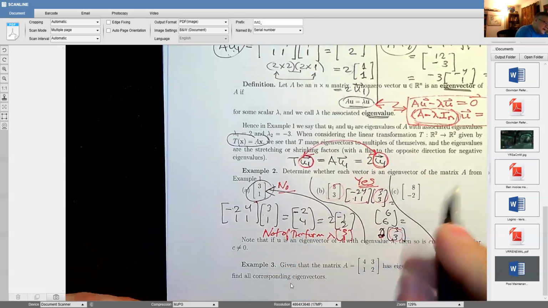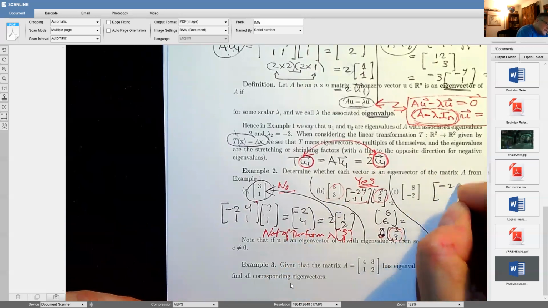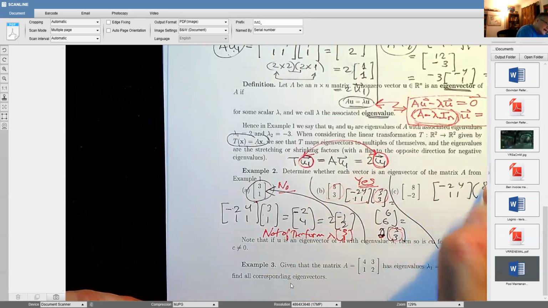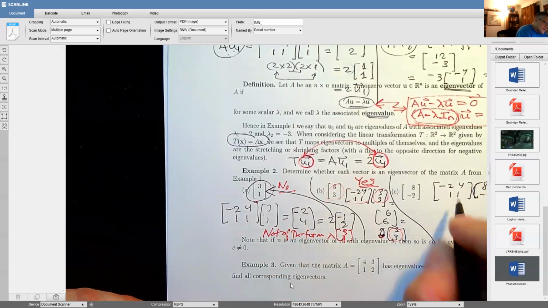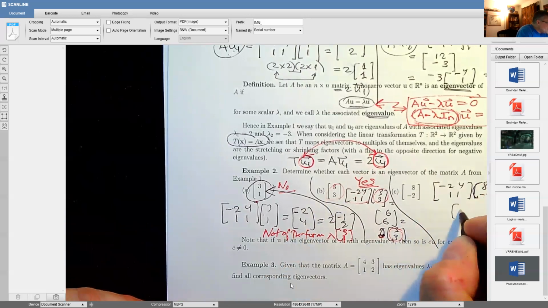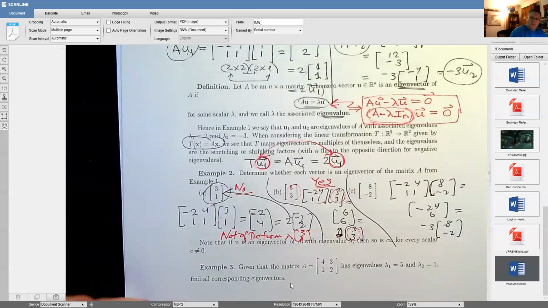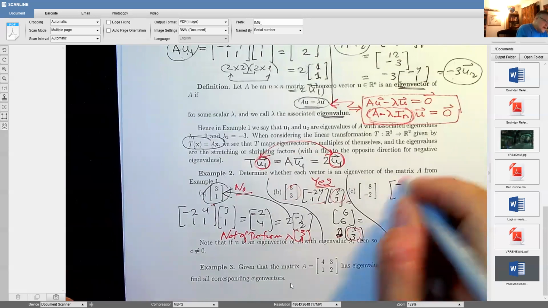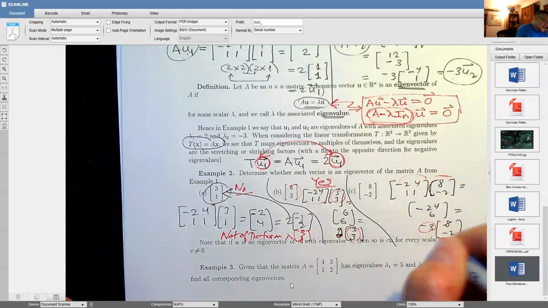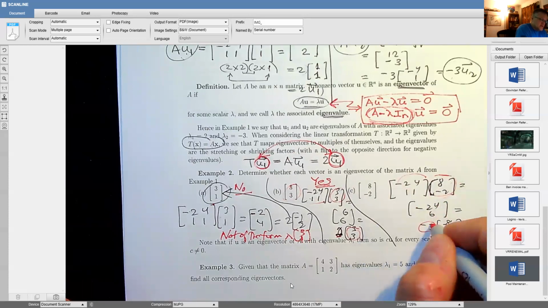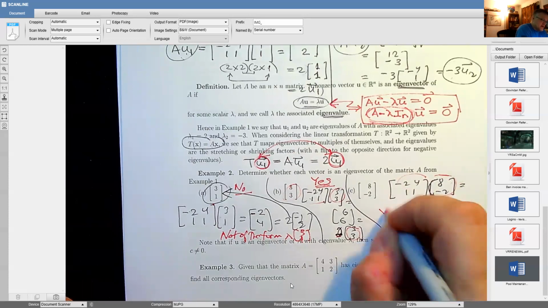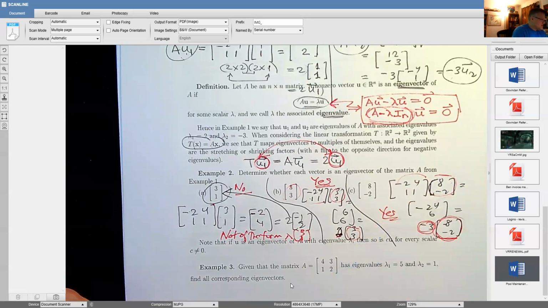And same way here, if I multiply A times that guy, right, what I get row by column, I get minus 24, 6. And I can rewrite that as minus 3 times 8, minus 2. I can pull a minus 3 out. Okay. So notice again, A times that vector is equal to a scalar times that vector. And so that's a yes.